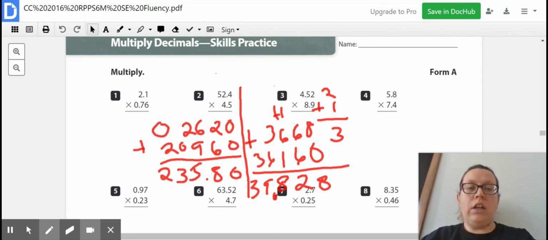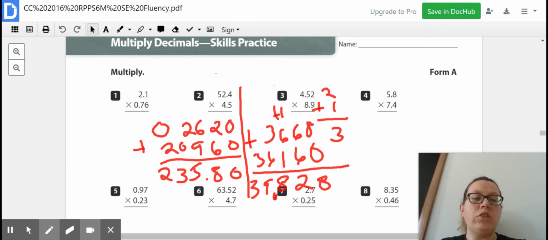So this is just a short video showing you how to multiply decimals. If you are struggling with the multiplication, I suggest that you use the multiplication chart that I provided in the Google Classroom, or that you use a calculator. And if you are still struggling, please leave me a comment on our Google Classroom, and I will do my best to help you.